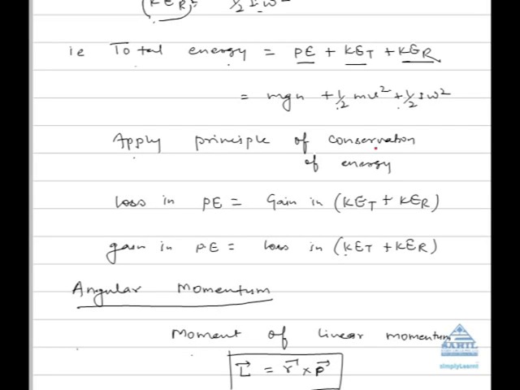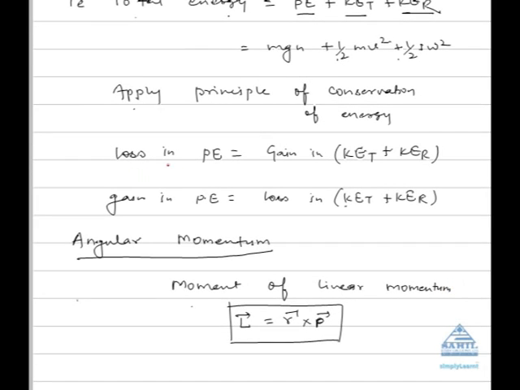Principle of conservation of energy means we have to say loss in potential energy is equal to gain in kinetic energy of translation plus rotation, and gain in potential energy is equal to loss in kinetic energy of translation plus rotation. In this case, the principle of conservation of energy is applied for the conservative plane as well as the non-conservative plane. Generally, in a conservative plane, no torque takes place, so this application is used for the non-conservative plane, that is, the rough inclined plane.